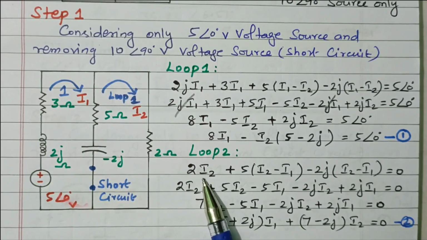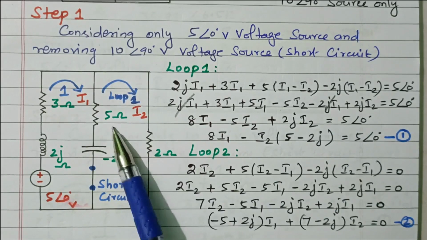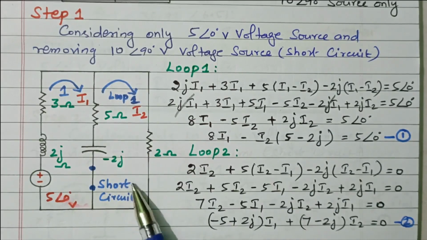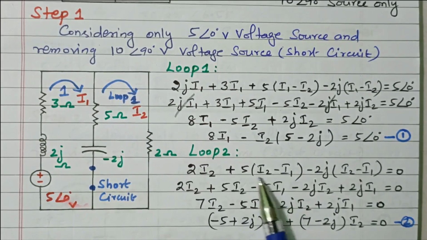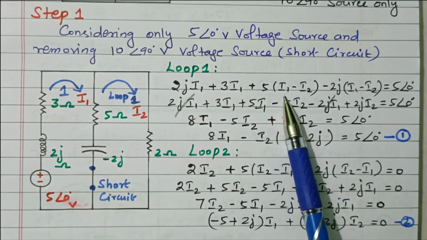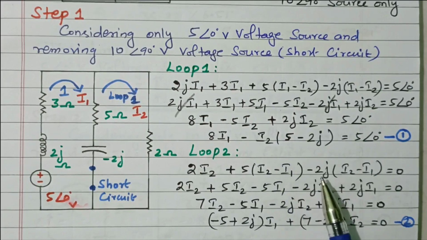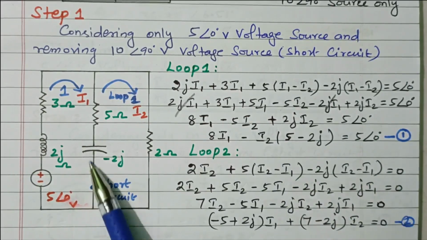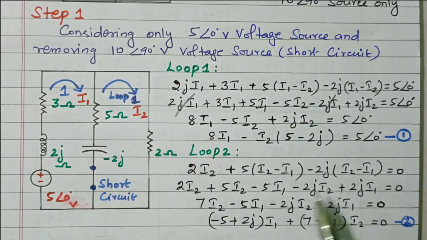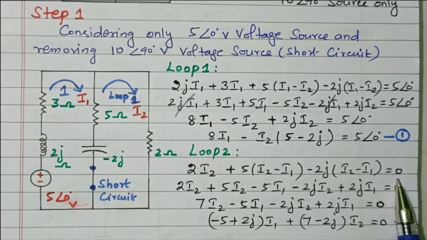So 2 into I2 plus 5 into I2 minus I1. Here we are taking I2 as a reference, so that it is I2 minus I1. In the previous loop, I1 is the reference, so I1 minus I2, minus 2j into I2 minus I1, equal to 0. There is no voltage source in the second loop, so that is equal to 0.